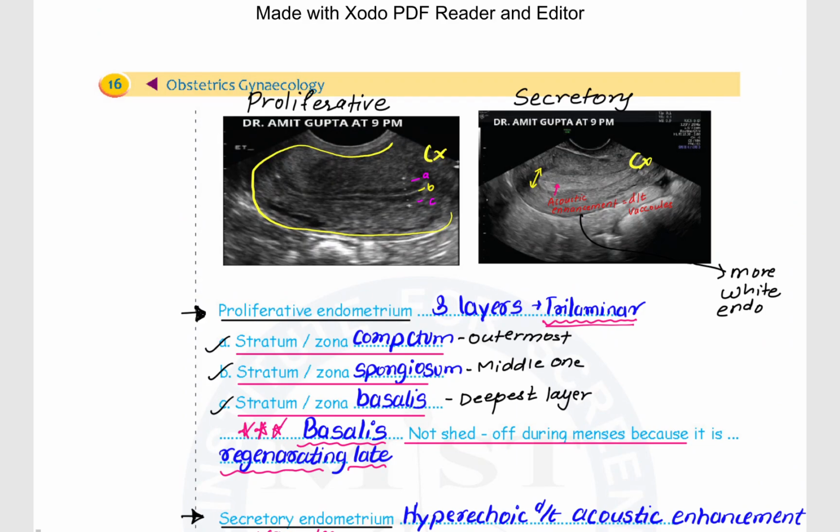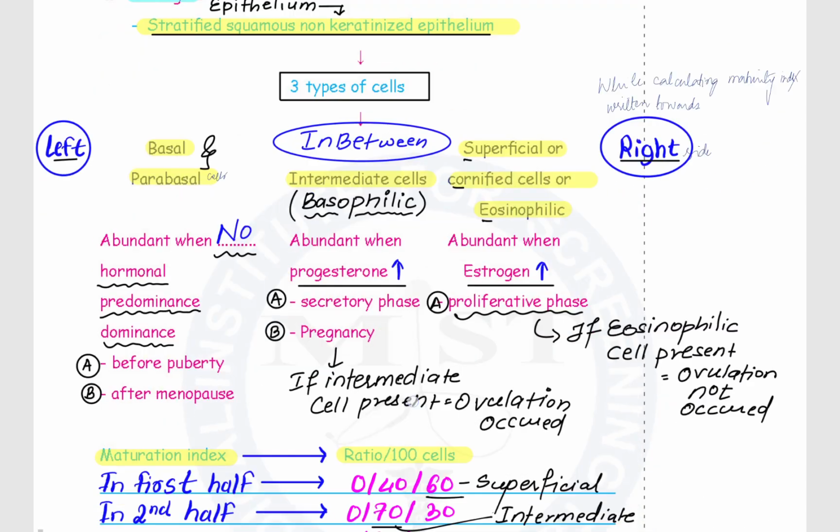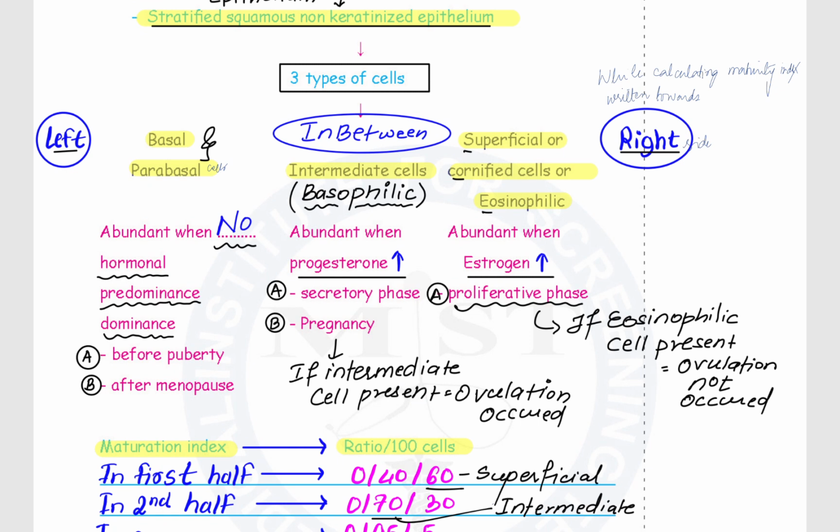So the basal layer was also in the endometrium, which was not shedding, and here in vagina we have the basal cell, which is again the innermost. In between we have intermediate cells, and the outermost we have superficial or cornified or eosinophilic cells. Now let's talk about their predominance, where and when they are found.